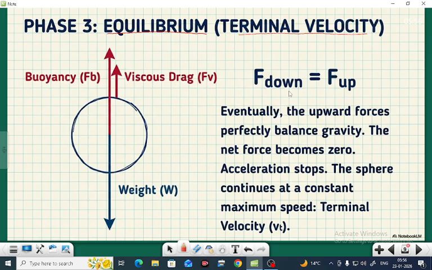Right? So if the force downward and the force upward are the same, eventually the upward forces perfectly balance gravity. The net force becomes 0. Acceleration stops. The sphere continues at a constant maximum speed, terminal velocity, right? So in this case, the force in upward direction and the force in downward direction balance, the net force is 0. When the force is 0, the ball moves with a constant velocity.